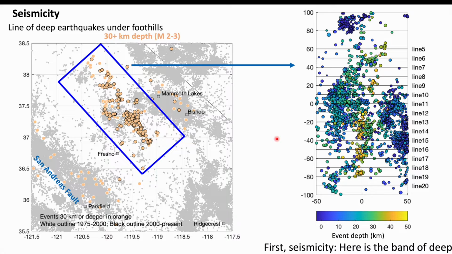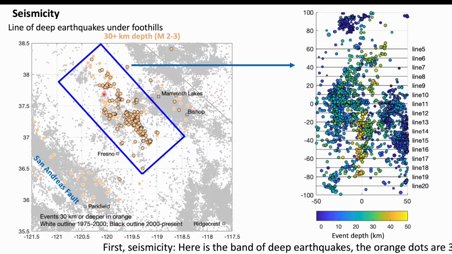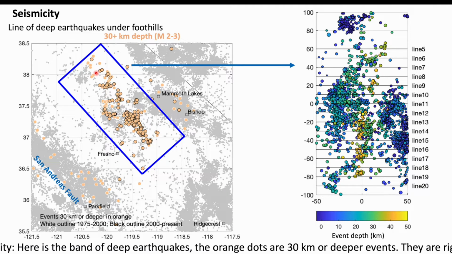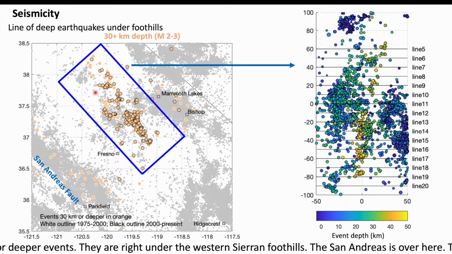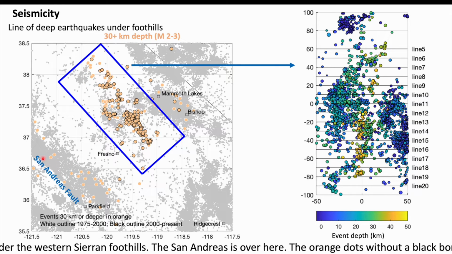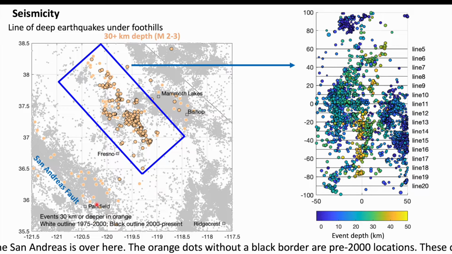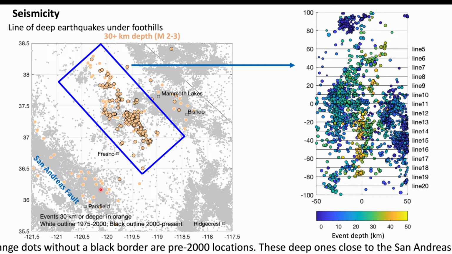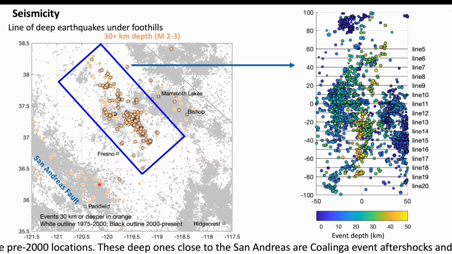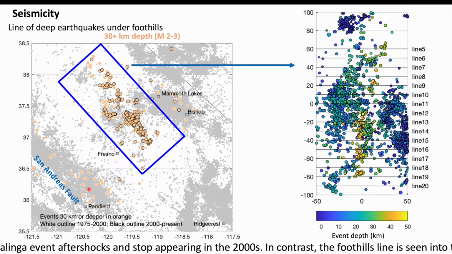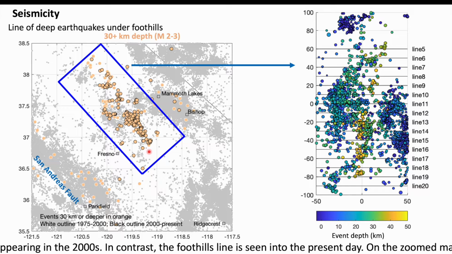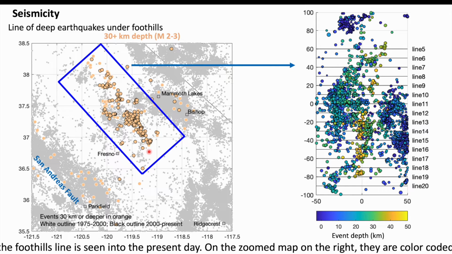First, seismicity. Here is the band of deep earthquakes. The orange dots are 30-kilometer or deeper events. They are right under the western Sierran foothills. The San Andreas is over here. The orange dots without a black border are pre-2000 locations. These deep ones close to the San Andreas are Coalinga event aftershocks and stop appearing in the 2000s. In contrast, the foothills line is seen into the present day.